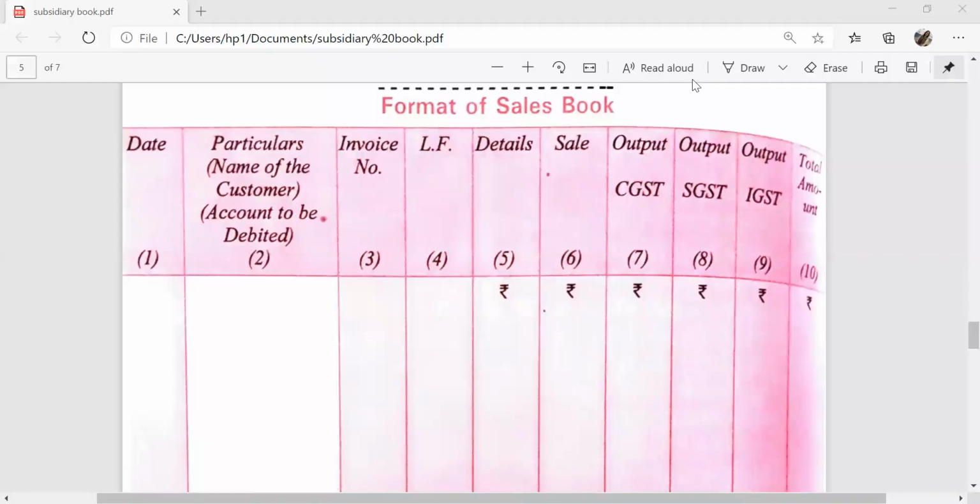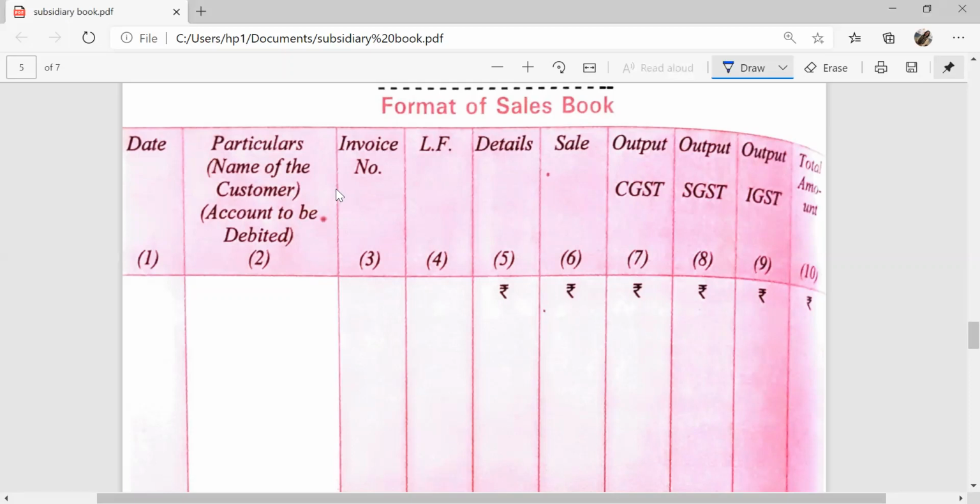Today I am going to explain how to record the transactions in the sales book. Only those transactions will be recorded in the sales book which are sold on credit. The format of the sales book is date, particulars, name of the customer, account to be debited. Whenever the goods are sold on credit, the account of the customer is debited.